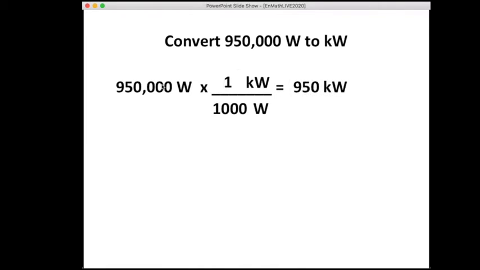So there's my answer, right? 3 zeros cancel out with the denominator, 950 kilowatts. Awesome, we solved that problem using a conversion factor.